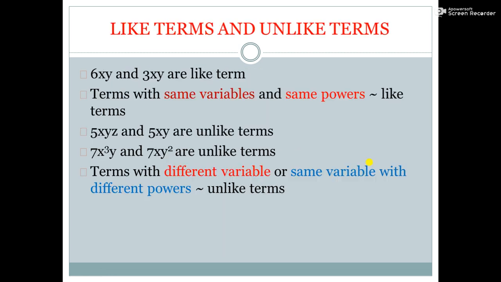Moving to the next slide, that is like terms and unlike terms. Here also an example is given. 6xy and 3xy are like terms. By comparing these two terms, both the terms contain the same variables. That means terms with the same variables.